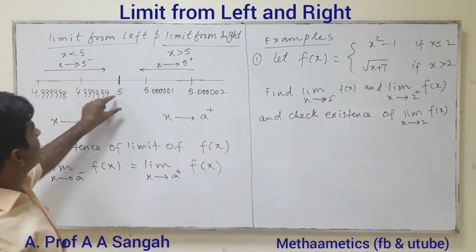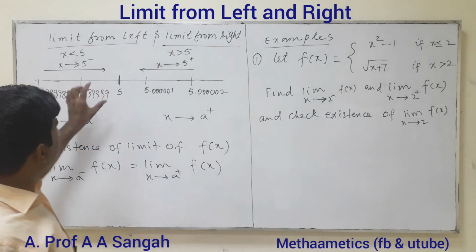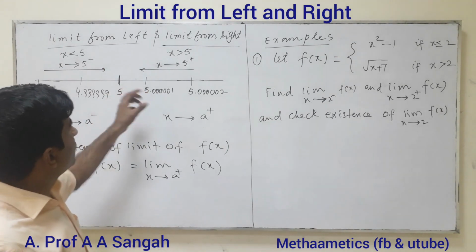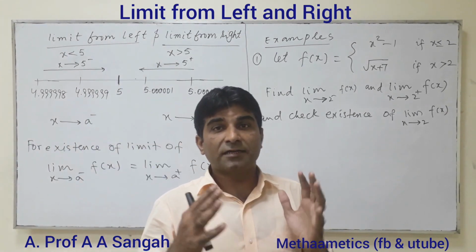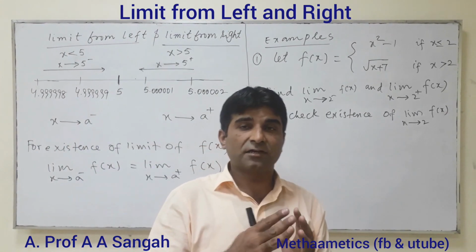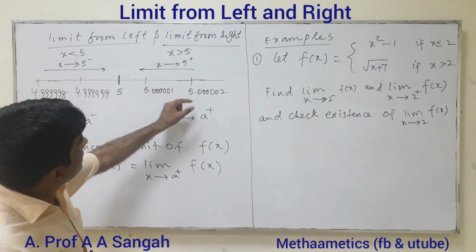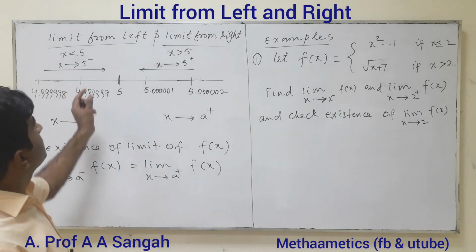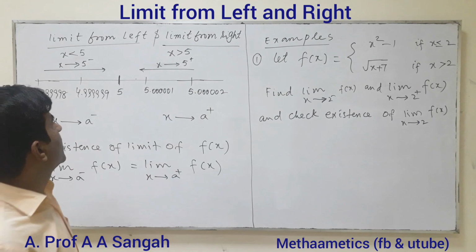Similarly, here we have taken as an example a is 5. This means that x will approach 5, x will come closer and closer to 5. The value of x is not exactly 5, but it comes closer and closer to 5. It may be some greater value or some lesser value. More or less, the value of x is approaching 5.